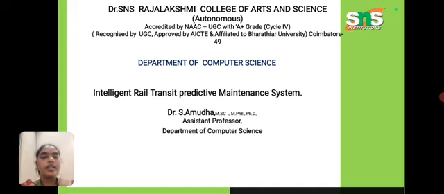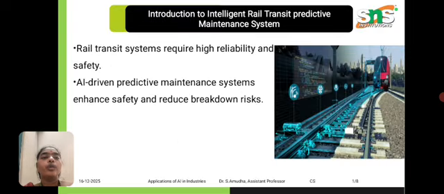Today we will discuss the concept of the Intelligent Rail Transit Predictive Maintenance System. This concept plays a major role in AI, that is, artificial intelligence. This rail transit prediction system automatically detects faults in the rail tracks. Now we move on to the introduction to the intelligent rail transit predictive maintenance system.